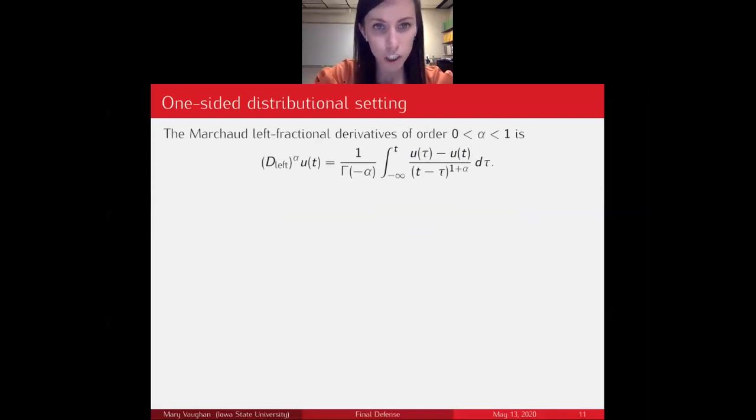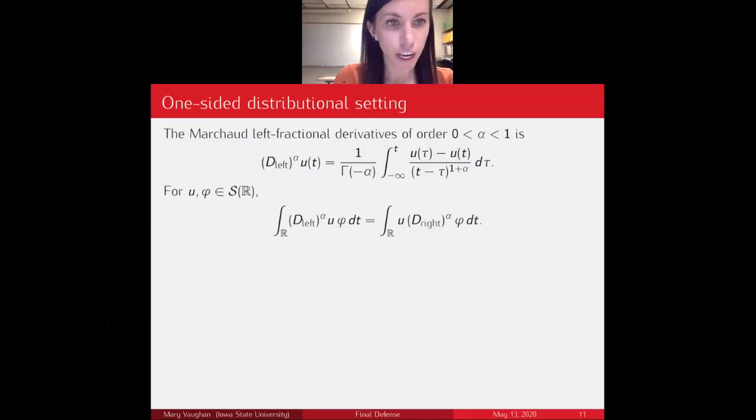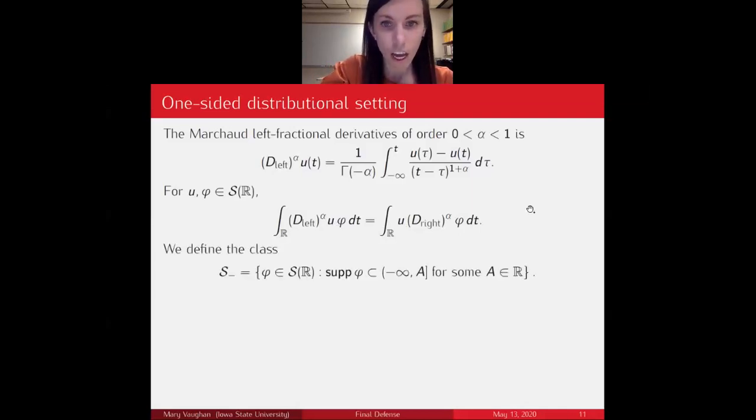So if you recall, the Marchaud left fractional derivative of order alpha is given by this formula. Similarly, the right fractional derivative is given where we integrate from t up to positive infinity, so it looks at the future, with a similar formula here. Now, if you take two Schwartz functions, u and phi, you can show that the left fractional derivative of u integrating against phi equals u integrating against the right fractional derivative of phi.